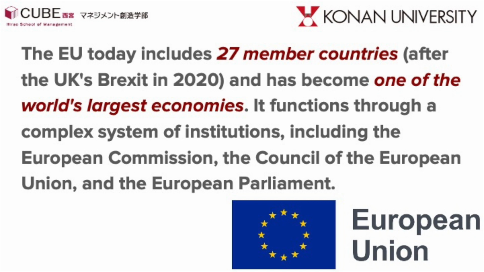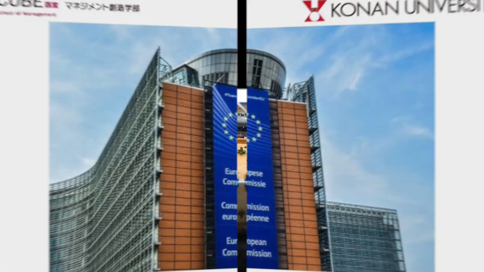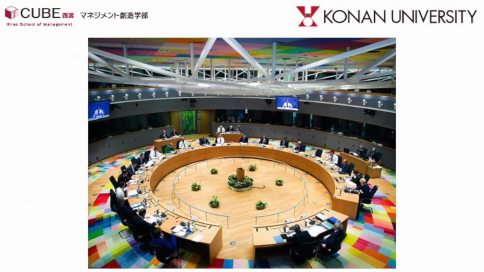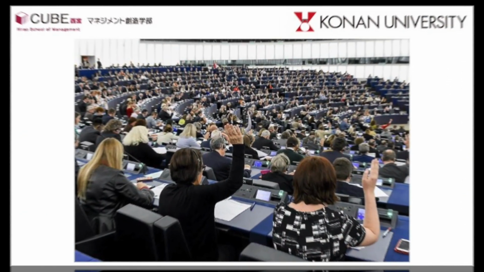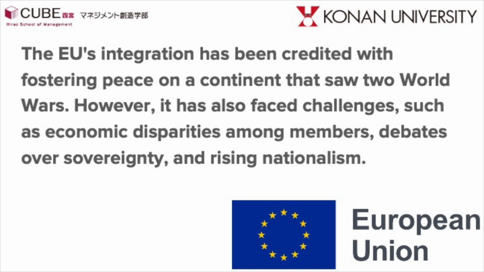The EU today includes 27 member countries, after the UK's Brexit in 2020, and it has become one of the world's largest economies. It functions through a complex system of institutions, including the European Commission, the Council of the European Union, and the European Parliament. The EU's integration has been credited with fostering peace on a continent that saw 2 world wars.